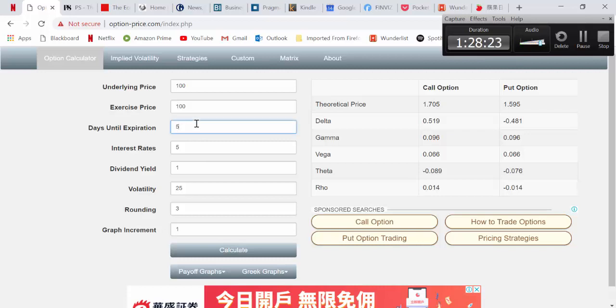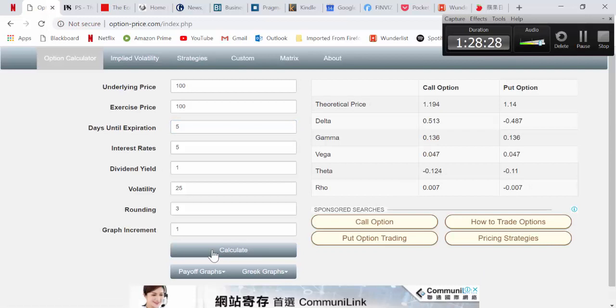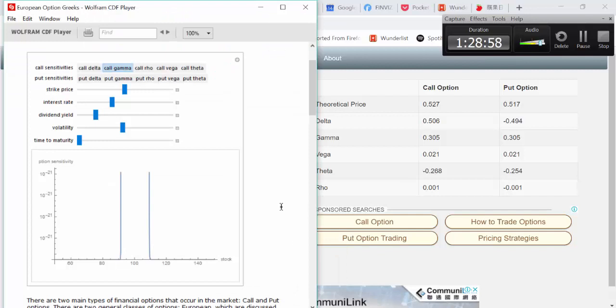How about 5 days? Now, every day losing 12.5 cents. 3 days, 16 cents. And 1 day, 27 cents. So the speed at which the air is coming out of the balloon will increase when you are close to maturity, and you actually can see that here as well.